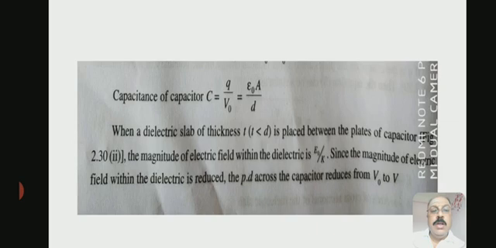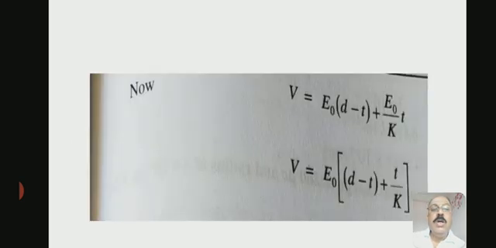Now a dielectric slab of thickness t, which is less than d, is placed between the plates of the capacitor as shown in the second figure. The magnitude of the electric field within the dielectric is E naught divided by K. Since the electric field within the dielectric is reduced, the potential difference across the capacitor reduces from V naught to V. So V is equal to E naught into (d minus t) plus E naught divided by K into t.